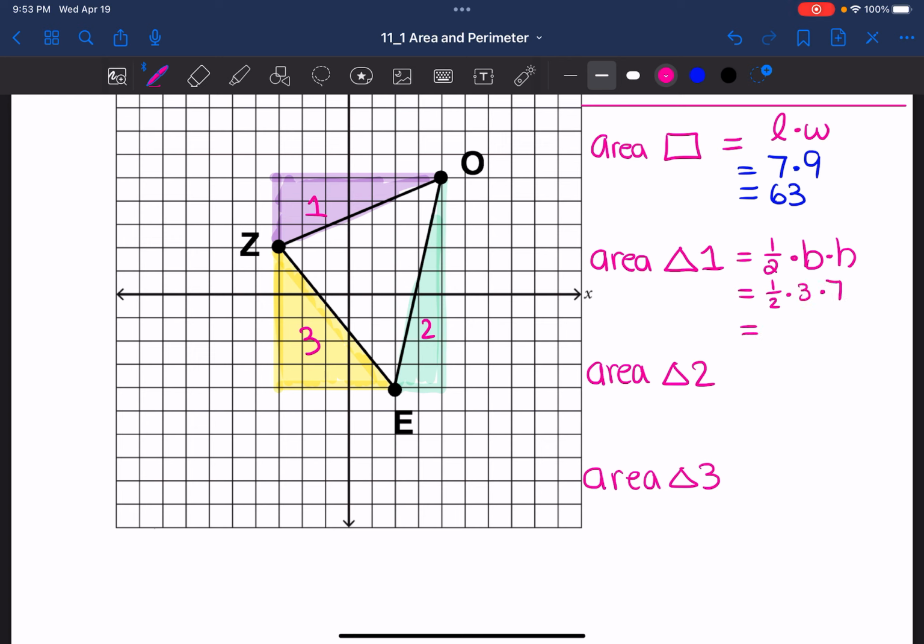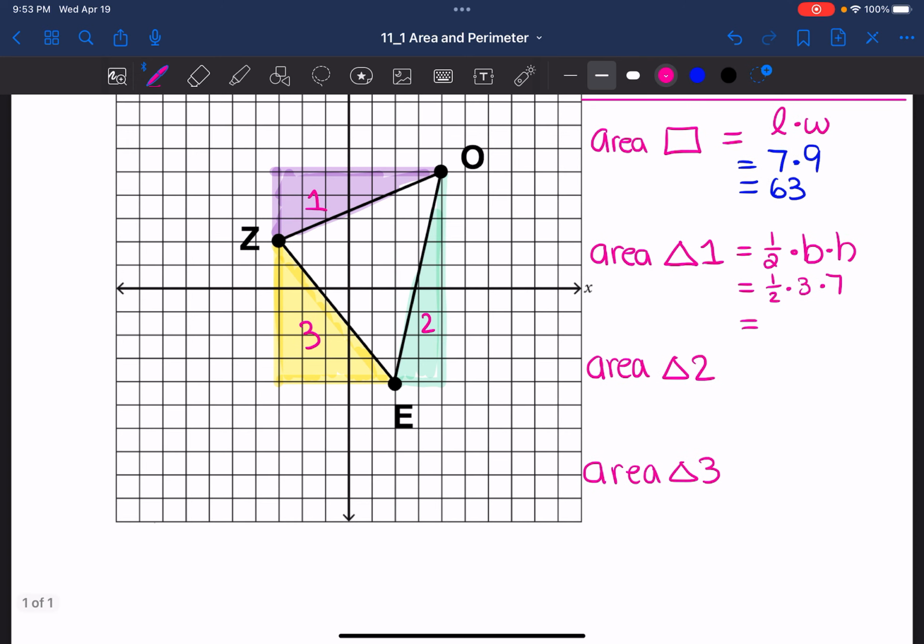And I could put all of that into my calculator if I want, but it's going to be half of 21, which is going to be 10.5. Right? All right, so I found the area of my big rectangle. I found the area of triangle number 1 pretty simply. Now I'm going to go ahead and find the area of triangle 2.